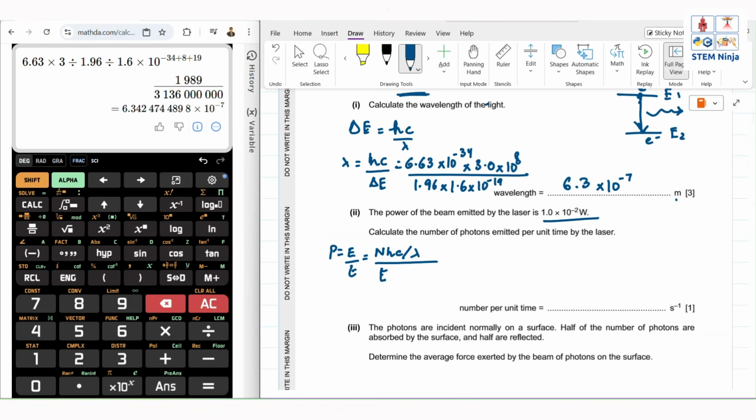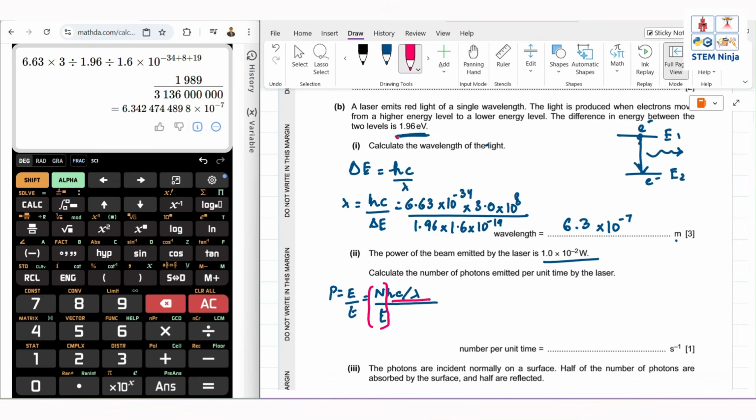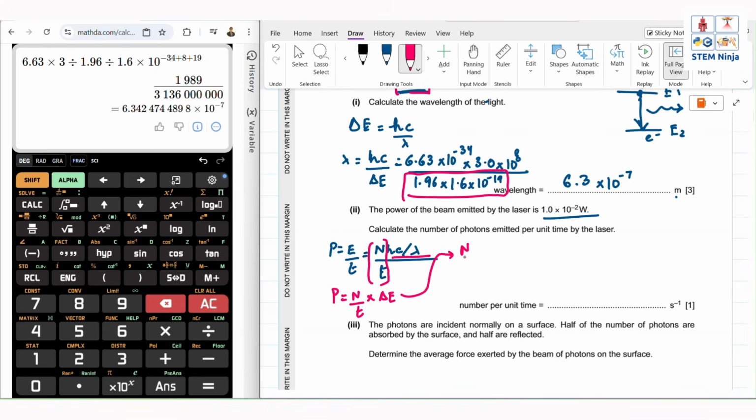So we need the N over T over here, right? So hc over lambda, we already know. This is 1.96 electron volts they have given, and we just need to convert this into joules. So power is equal to N over T times the change in energy. So the N over T will be equal to the power over change in energy.